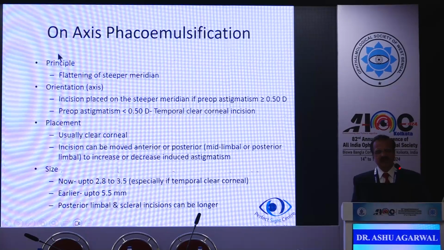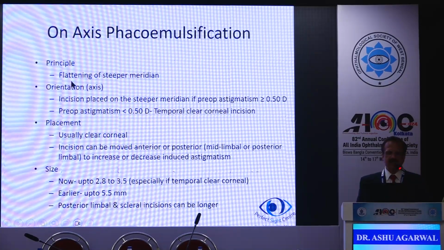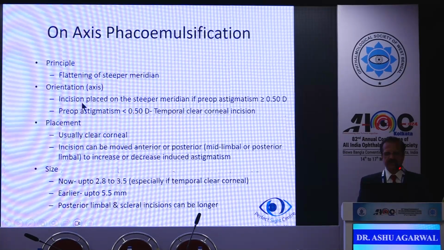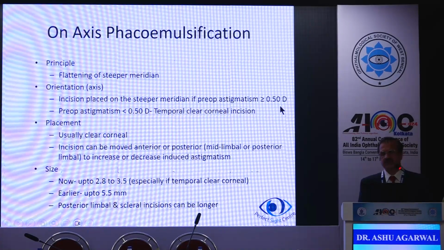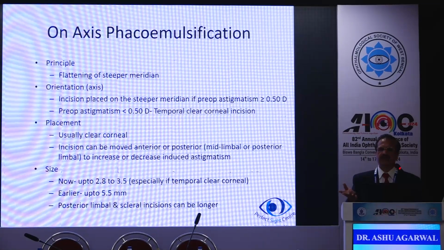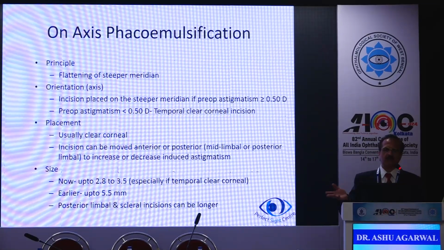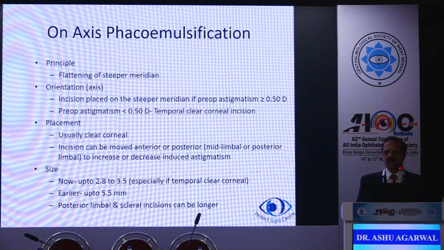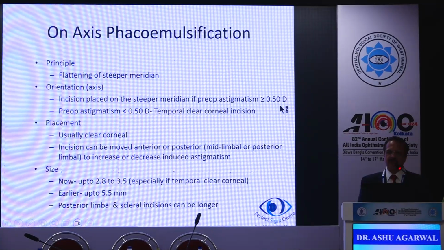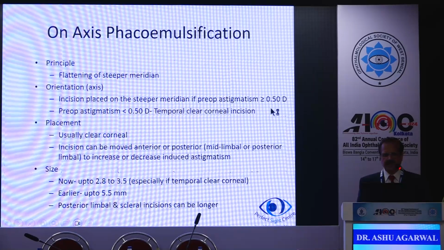So coming specifically to on-axis phacoemulsification, the principle is we try to flatten the steeper meridian, and the orientation is the incision is placed on the steeper meridian if pre-op astigmatism is more than or equal to 0.5. I would recommend if it's less than 0.5, supposing it's 0.25, 0.3, 0.4, then go with a temporal incision. It's simply because that induces the minimum astigmatism, and astigmatism less than 0.4 is quite tolerable. But if it's more than 0.5, you can either go on to a steeper meridian or consider a toric IOL.